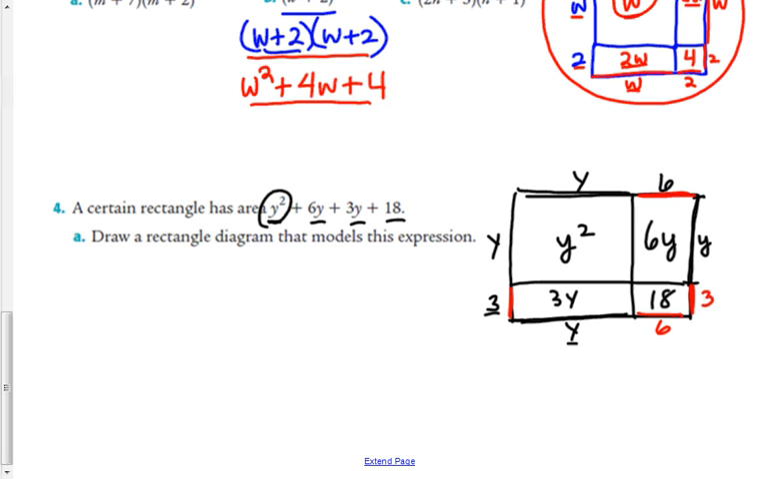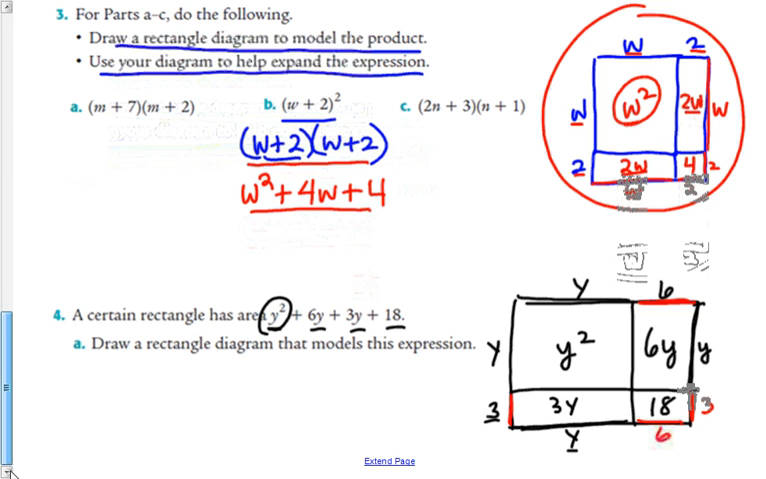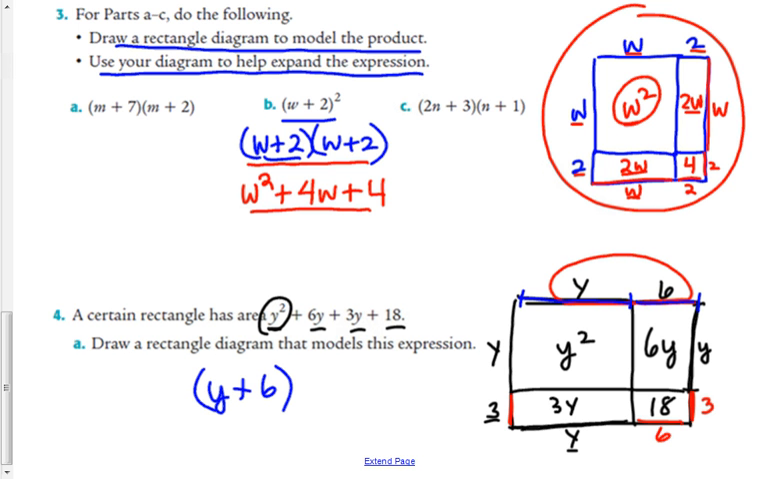And then part B says, use your diagram to help you rewrite the area as an expression. Product of 2 binomials. And you can see that right here. This total length, that much is y, and this part is 6, so y plus 6. And then the width is, from there to there is y, and then from there to there is 3 more, so y plus 3. So those are the 2 binomials that multiplied together give us this expression.